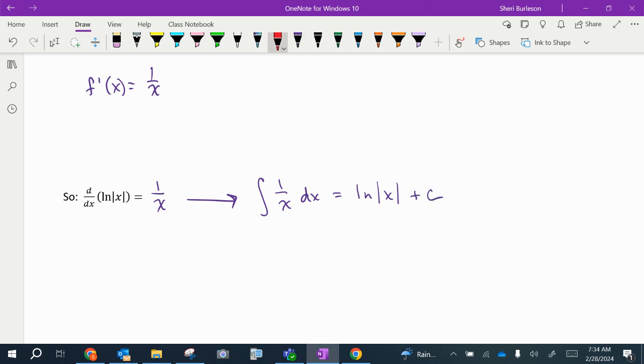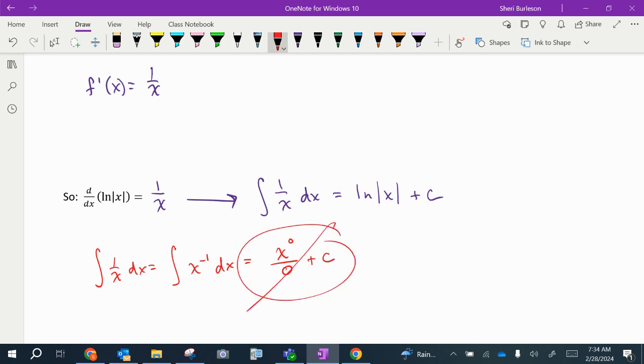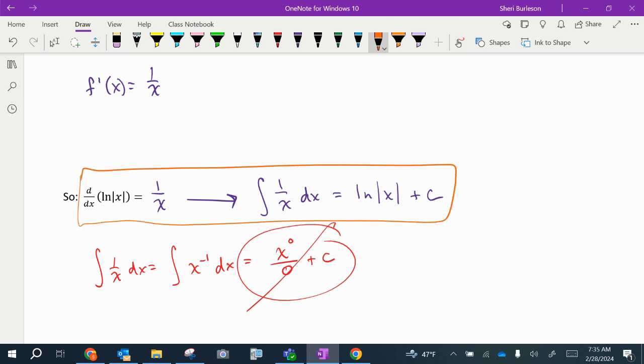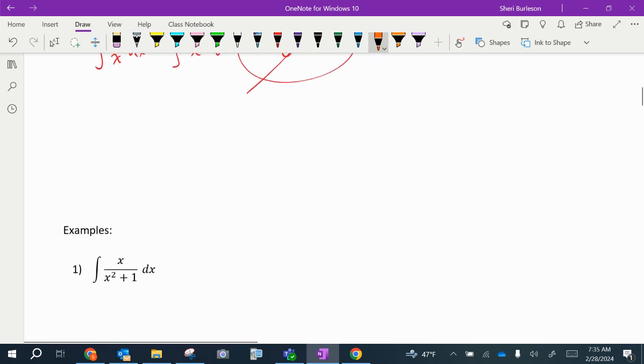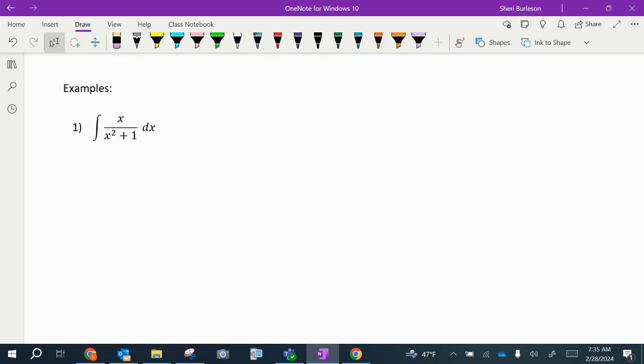Now, we know that we can't use the power rule, because if I had used the power rule, what I would do is add 1 to the exponent and divide by the new exponent. We can't do that. So obviously, we can't use the power rule on integrating 1 over x. And as we've already seen, the derivative of the natural log of the absolute value of x is 1 over x. So going backwards is going to get me that function. So let's look at a few examples.